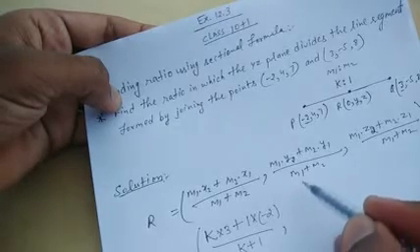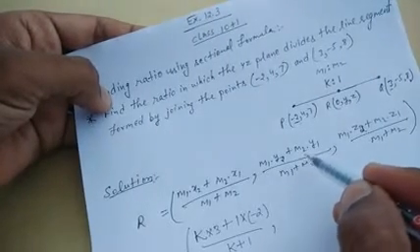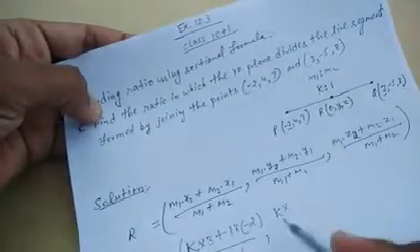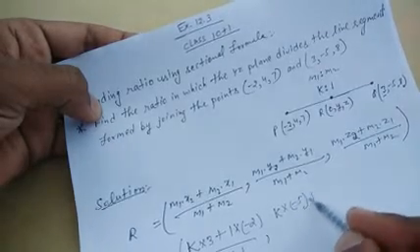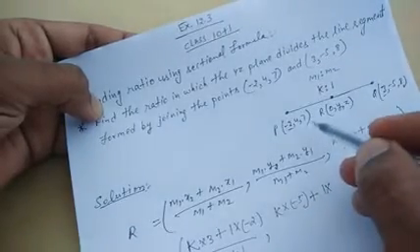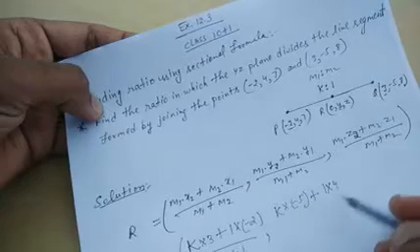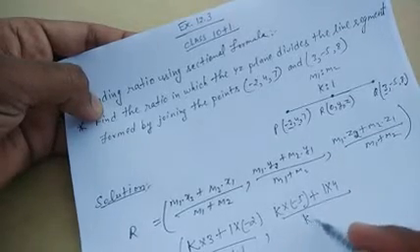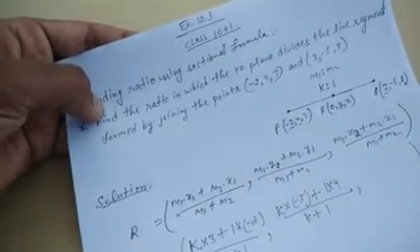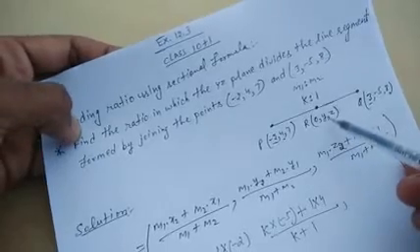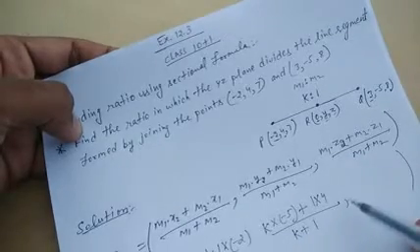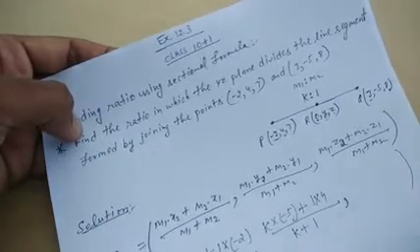The same procedure will be applied to the y coordinate. m1 is k into y2, which is minus 5, plus m2, which is 1, into y1, which is 4, upon m1 plus m2, meaning k plus 1, and the same would be repeated for z. But here we know only the value of the x coordinate, which is 0. y and z are unknowns, so we need not calculate the values of y and z.